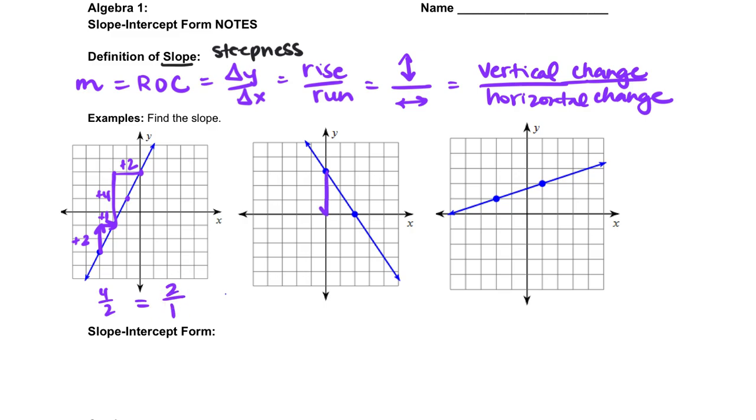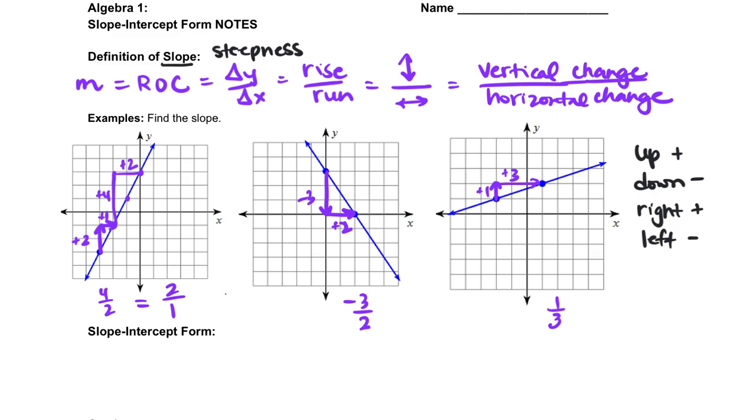So I'm going down 3 and then to the right 2, so my slope would be negative 3 over positive 2, or negative 3/2. Last one here, I'm going up 1 to the right 3. So those are both positive directions. So it would be positive 1 over positive 3, or 1 over 3, 1/3.